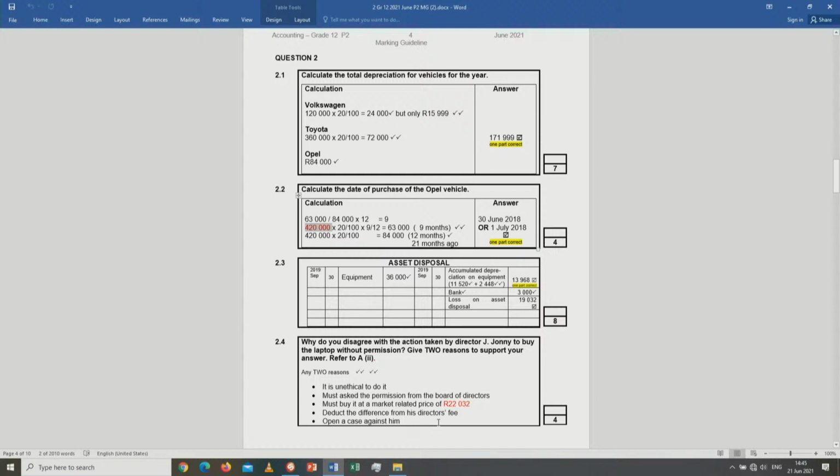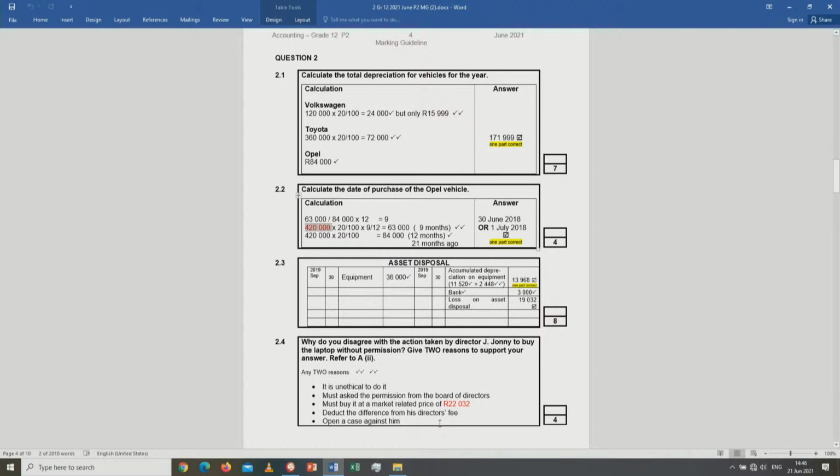Asset disposal 2.3, equipment 36,000, 1 mark. Accumulated depreciation on equipment, the account will not get a mark, but 11,520 carries 1 mark. 2,448 carries 2 marks because it was a calculation. Check, sometimes the learners like to do the calculation somewhere on the page down there, because there might have been space for them, or the space here is too small for them. Check for that as well. And then it gives them 13,968 a method mark. Bank, 1 mark for bank and 1 mark for the 3,000 Rand.